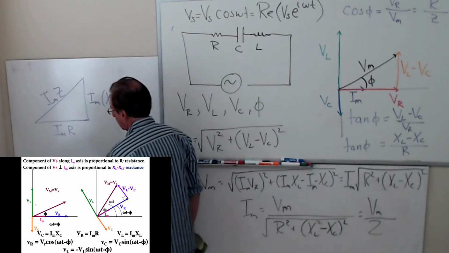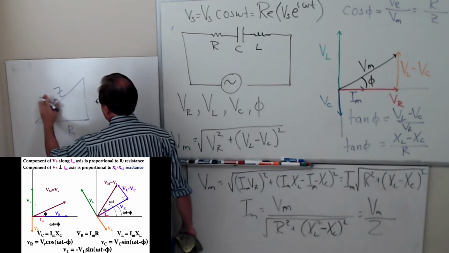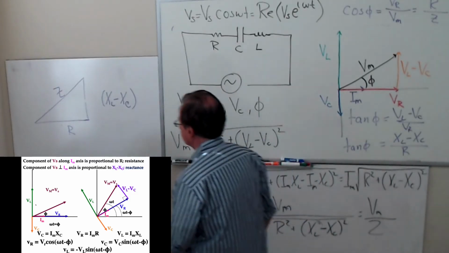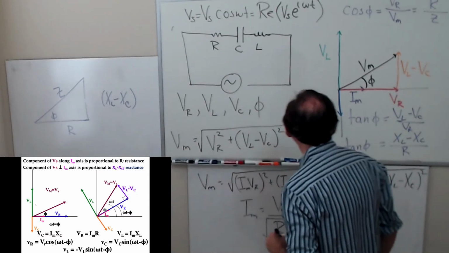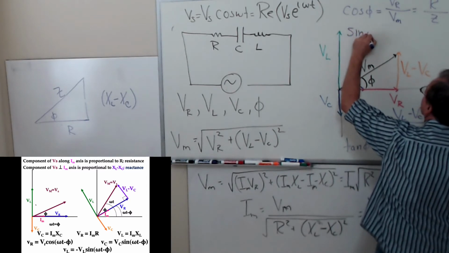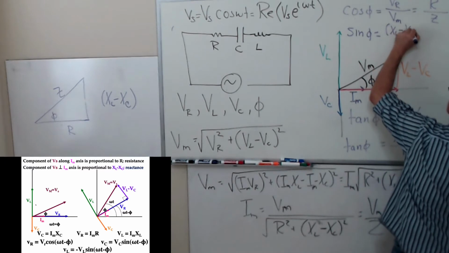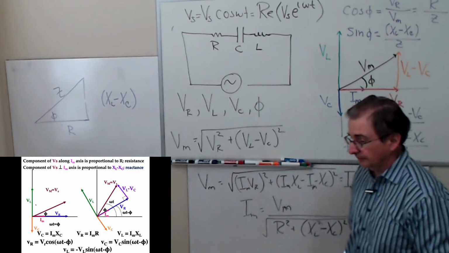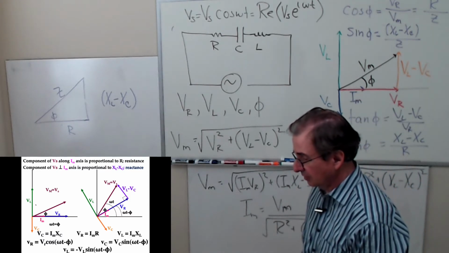If I get rid of the angles, I still have the same thing. Similar triangles, right? That's called the impedance triangle. So I can do the same thing for sine of phi. Questions so far? Because I'm writing down a lot of relationships.